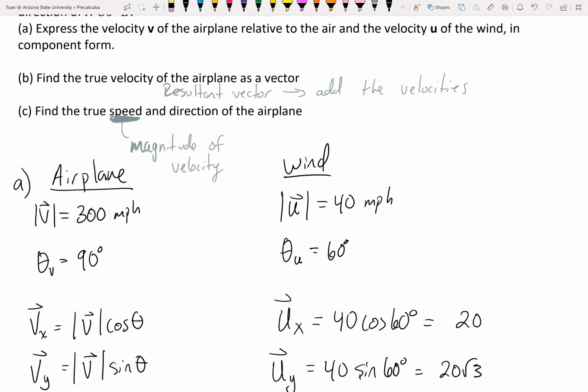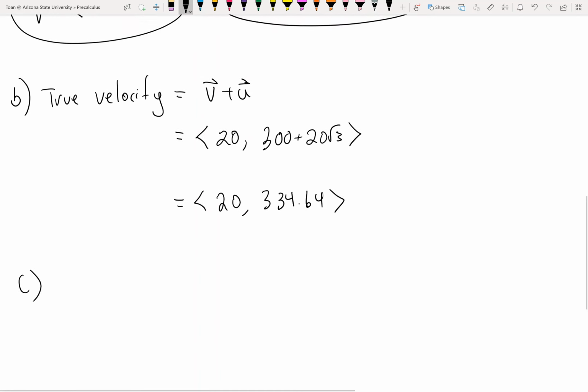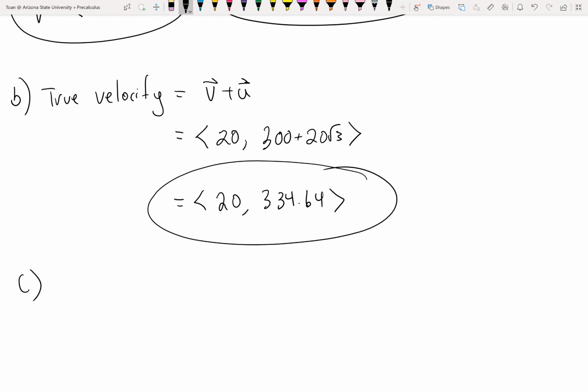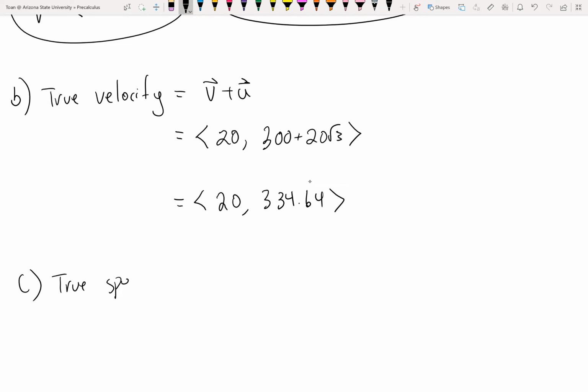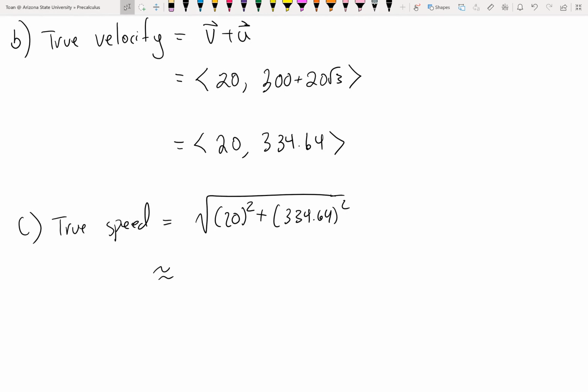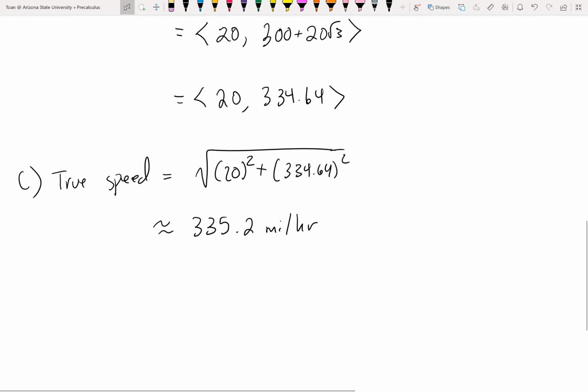That's pretty self-explanatory. So since they want true speed, we already have the velocity in component form. This is 9.1b. Given component form, can you find the magnitude? So true speed is simply the magnitude formula, square root of x squared plus y squared. 334.64 squared. Since that's going to be an ugly number, you're just going to get a decimal approximation. So type that into your calculator, and you're going to get about 335.2 miles per hour. So that's the true speed.